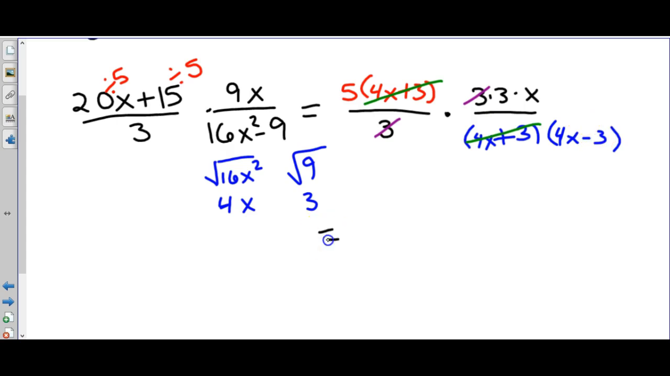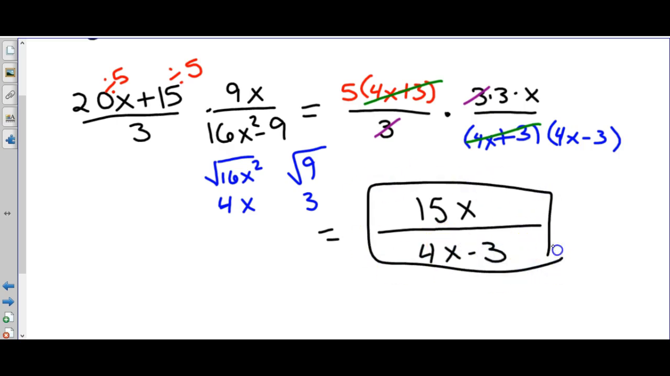So now we multiply everything back together that we can. 5 is still here, 3 is still here, x is still here. So 5 times 3 is 15. We still have an x. On the bottom, the only thing left is 4x minus 3. It didn't have anything to multiply back together with. So let's do another example.